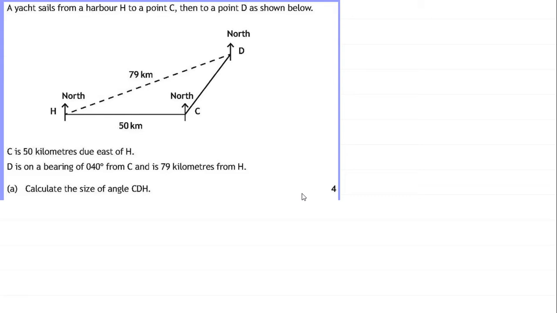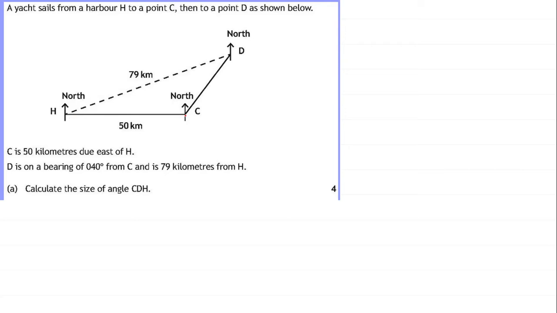So when you deal with a question like this, what you want to do is take it slowly and write down things that you know as they occur to you. Don't even think about the final answer too much. Just think about what you know and what you can write down. So the first thing is a yacht sails from a harbour H. So this is the harbour where the boat starts. It goes to point C, so it goes along here, and then it goes along to point D.